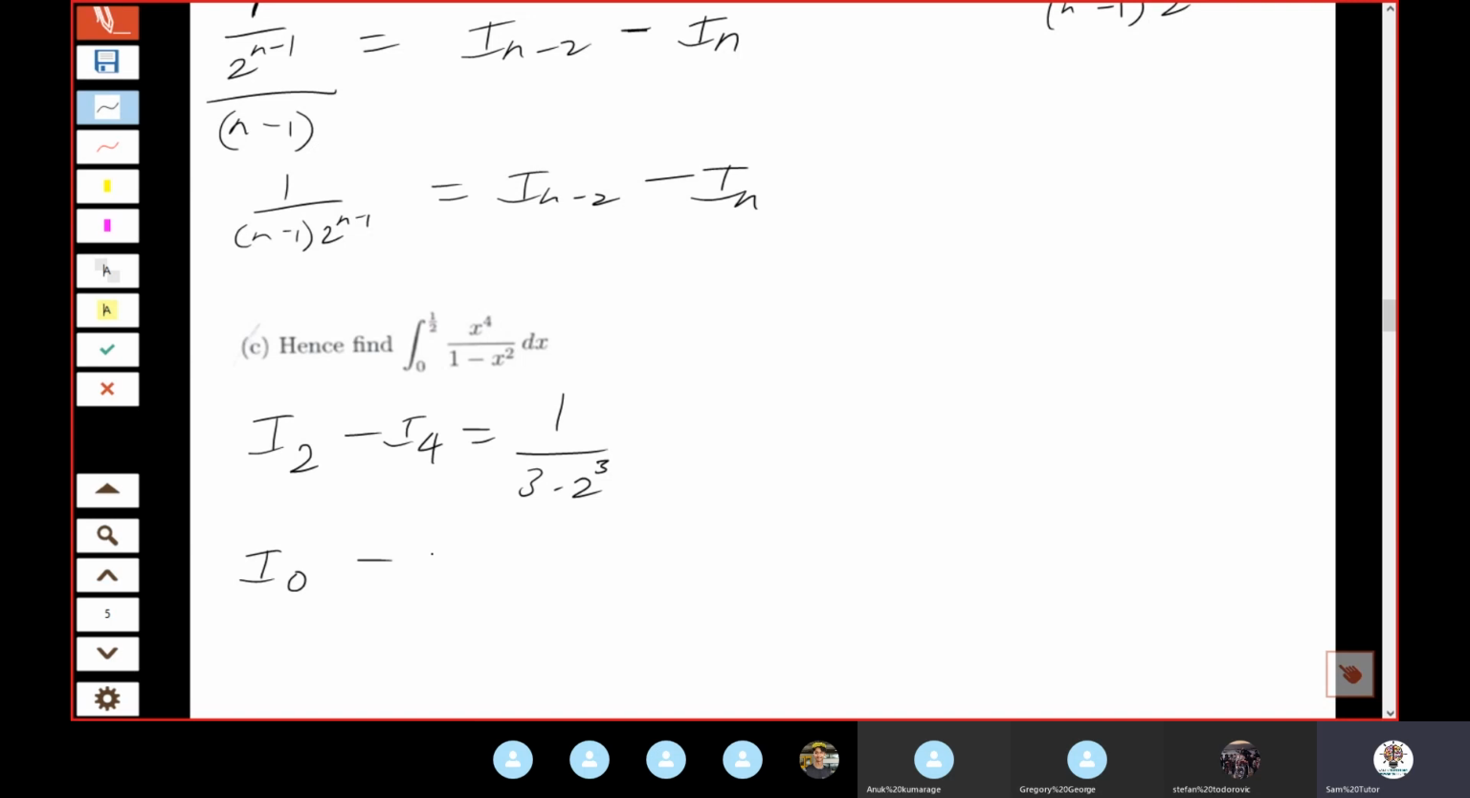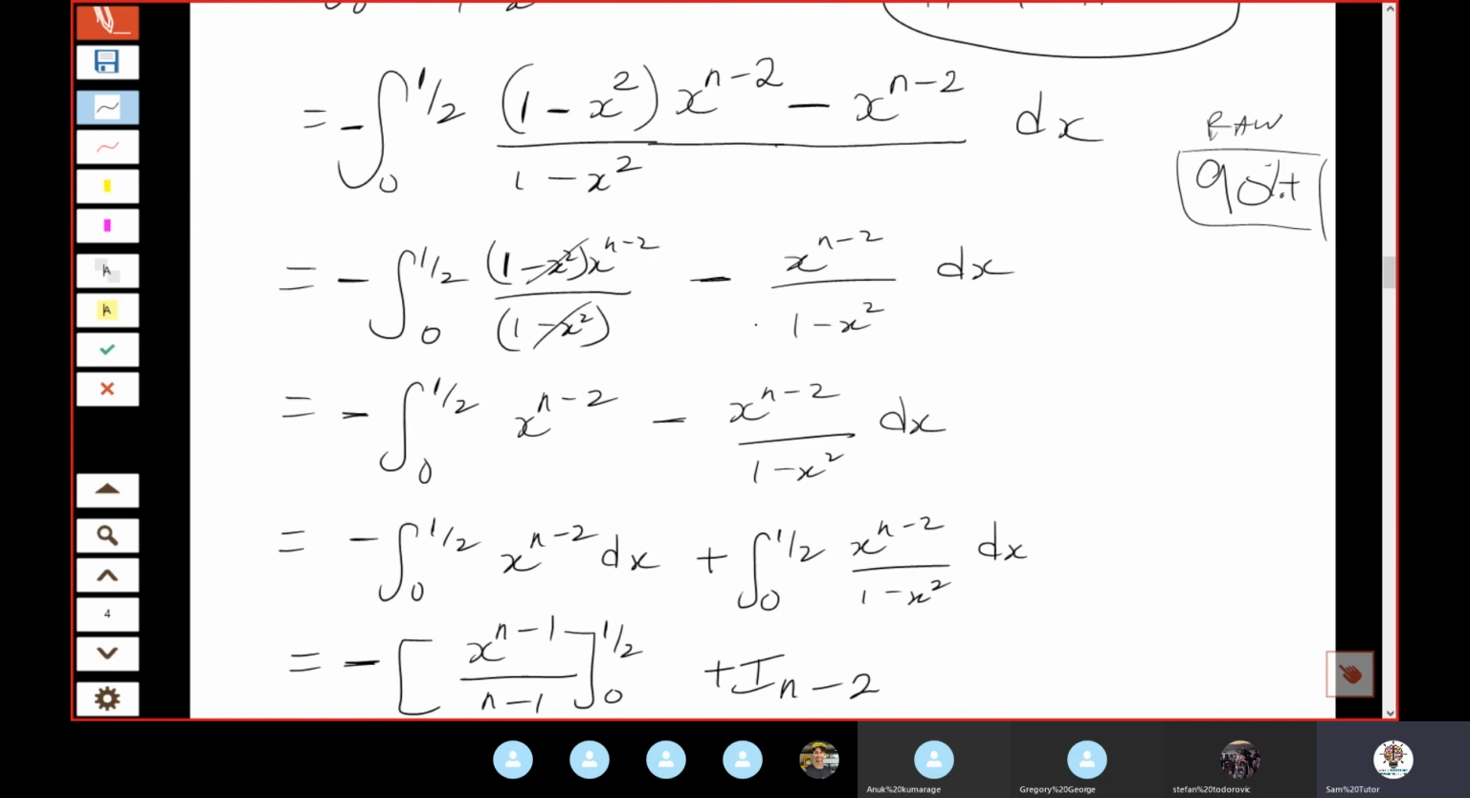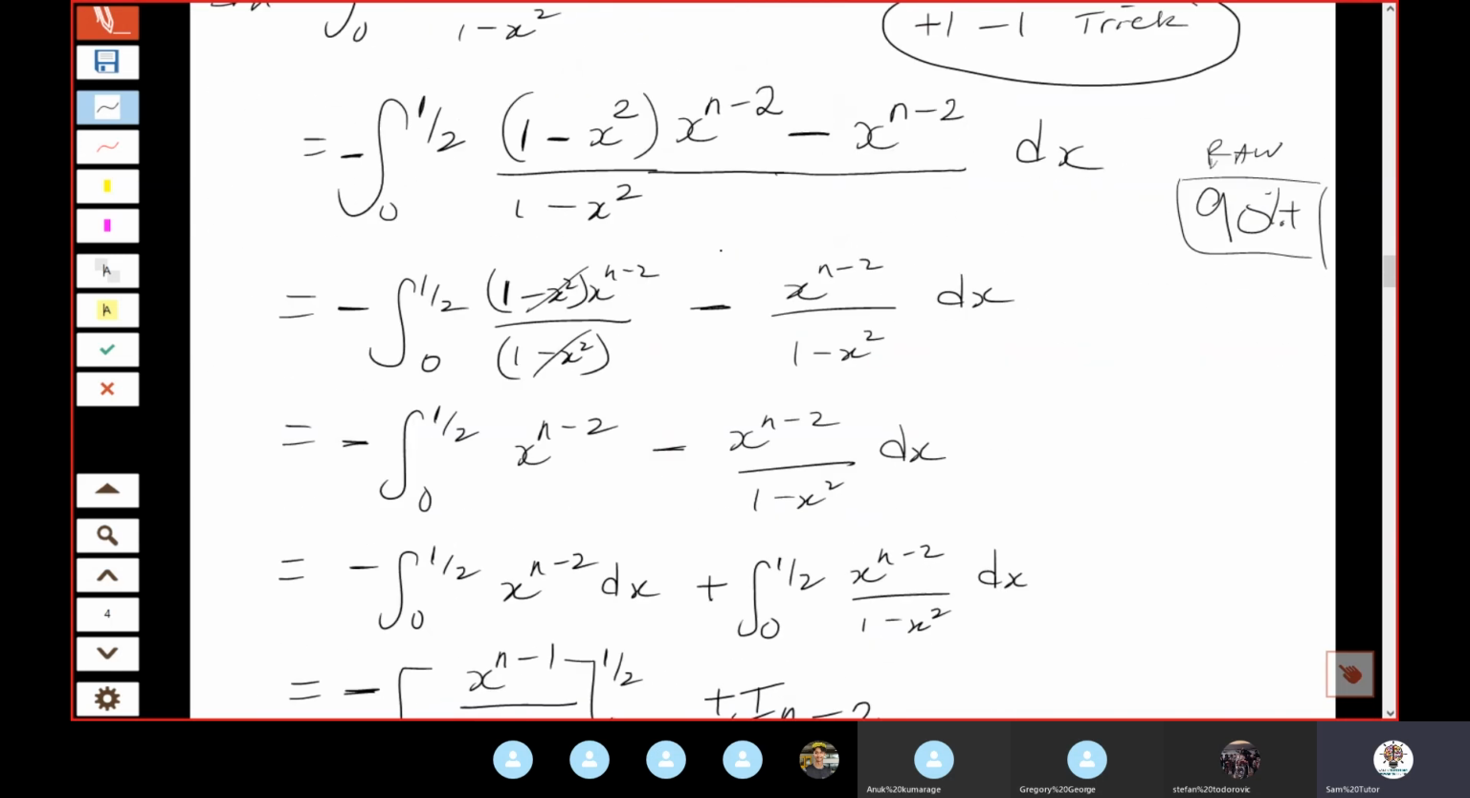I_0 minus I_2. So to work out what I_2 is, 2 take away 2 is 0, minus I_2 is equal to 1 on 2 take away 1, which is 1, times 2 to the power of 2 take away 1, which is 1, so it's just 2. The only thing you don't have is I_0, but I_0 is equal to the integral from 0 to half of x^0 on 1 minus x squared. x to 0 is 1. 1 minus x squared is the answer that we had worked out at the beginning, half log 3.